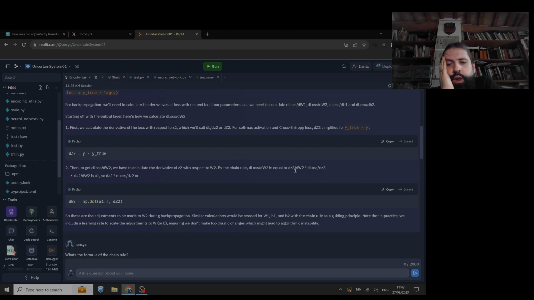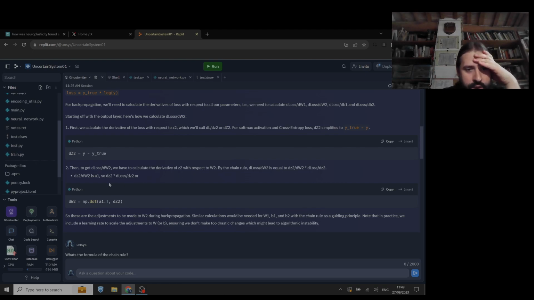That is equal by the chain rule to the derivative of z2 with respect to w2 times the derivative of the loss with respect to z2. But then z2 is just an actual value, it's not a function. Z2 is not a function of anything. Z2 is a constant, isn't it? Do I need to instantiate this Z2? That's what I don't understand.